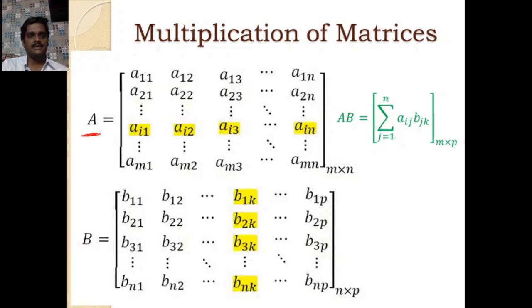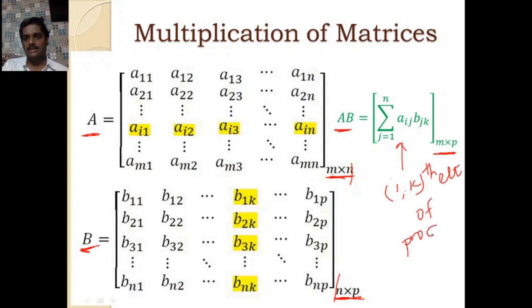So here is your matrix A of order m by n. Here is your matrix B of order n by p. And here is your matrix AB of order m by p. This n and this n get cancelled to give you product of order m by p. And this is your ikth element of product AB.